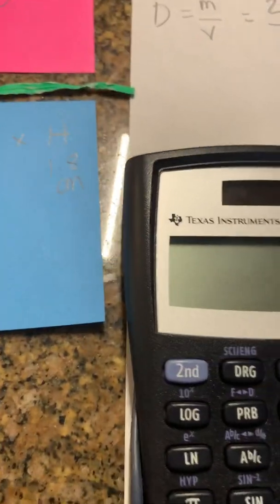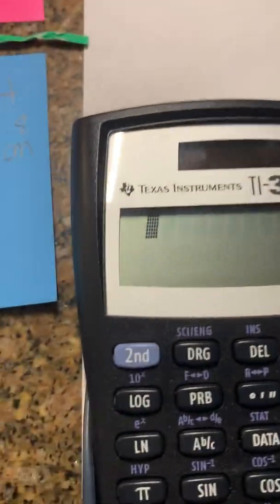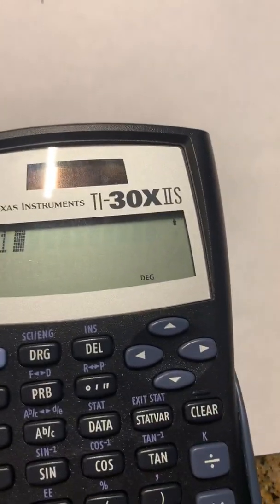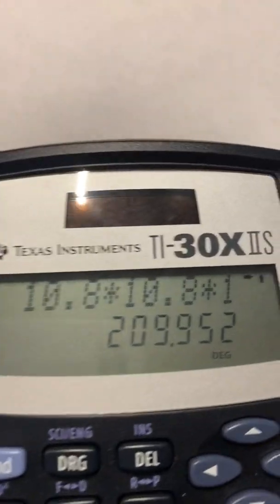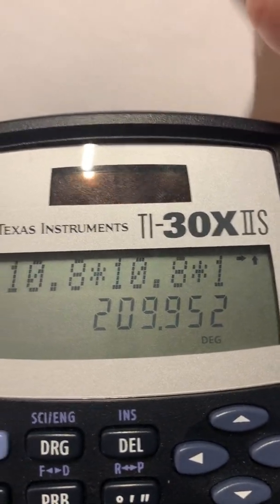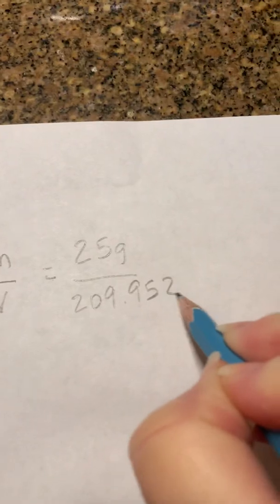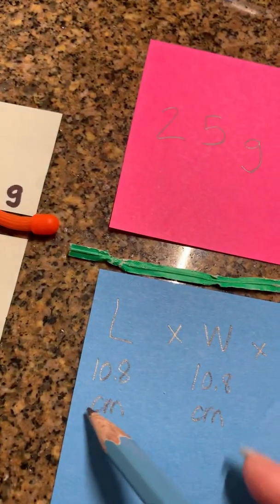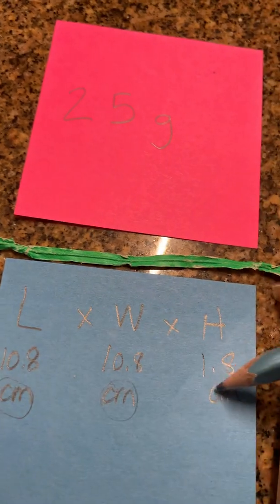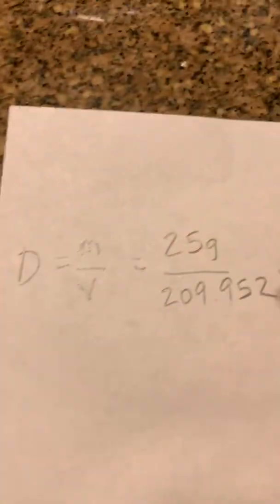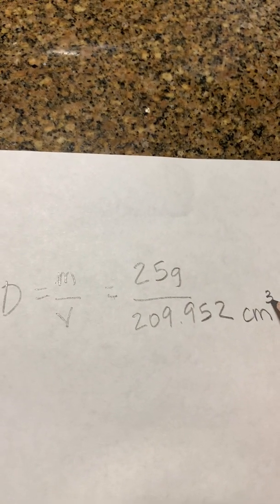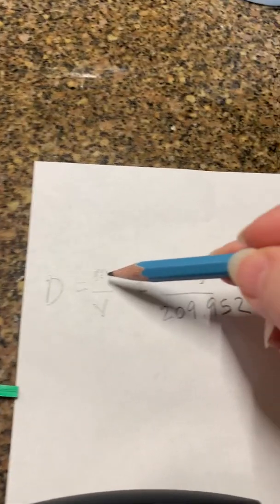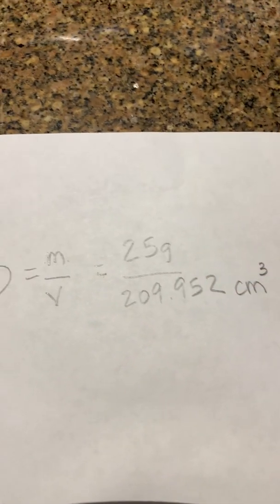So we're going to get our trusted calculator, because in science class we definitely use our devices. So in this one it is 10.8 times 10.8 times 1.8 equals, and our answer is 209.952, and I'm writing it right here, and that is a centimeter, a centimeter, and a centimeter. We did 3 of those, so we say centimeters cubed. It's raised up. It's telling me that we did 3 things to get to this number. So we now have our mass, we now have our volume, and now we have to divide those two.